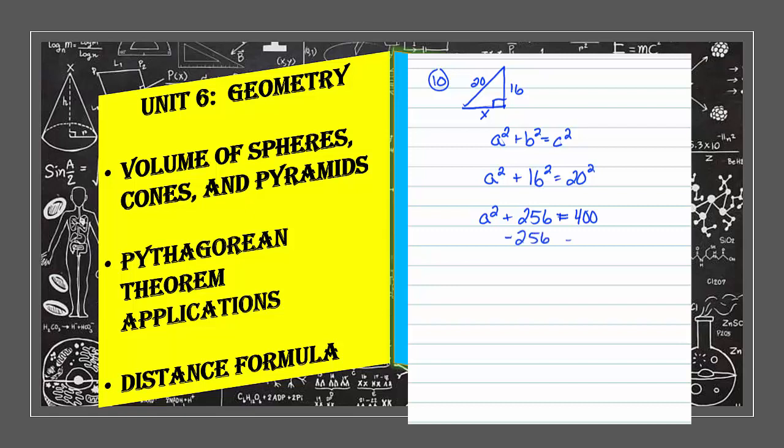We subtract 256 from both sides. And a squared is then equal to 144, where we should recognize pretty quickly that 144 is a perfect square. So we're going to take the square root of both sides, and a will be equal to 12 feet.